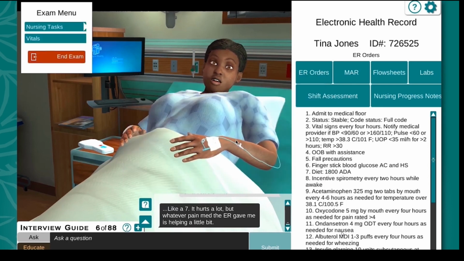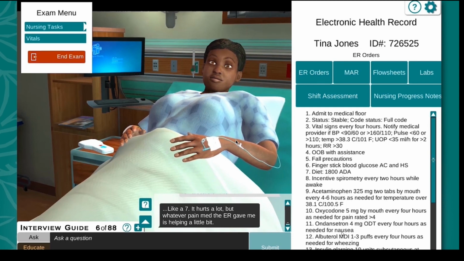Like a 7. It hurts a lot, but whatever pain med the ER gave me is helping a little bit. And you see we get the same answer. So just a couple more things. Additionally, the virtual patients may struggle to understand your questions on some occasions.